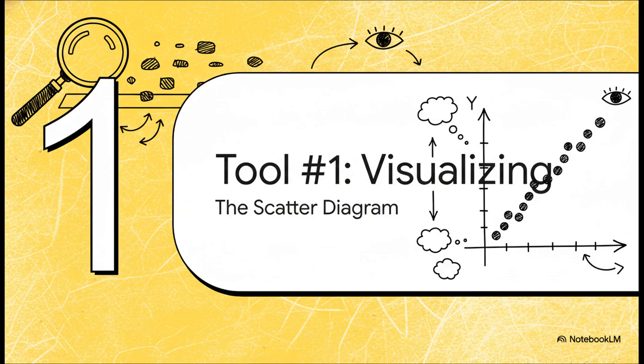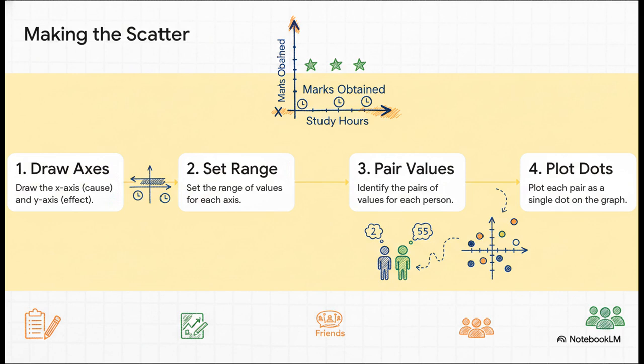Okay, but just staring at a table of numbers isn't always the best way to spot a pattern, right? So, let's pull out the first tool in our data detective toolkit, the scatter diagram. Because honestly, the first step to really understanding data is to see it. And making one is actually surprisingly simple.